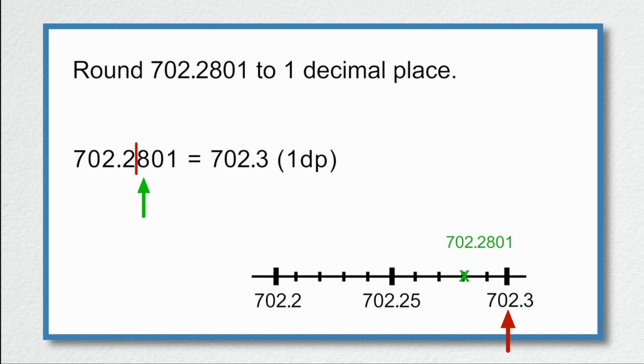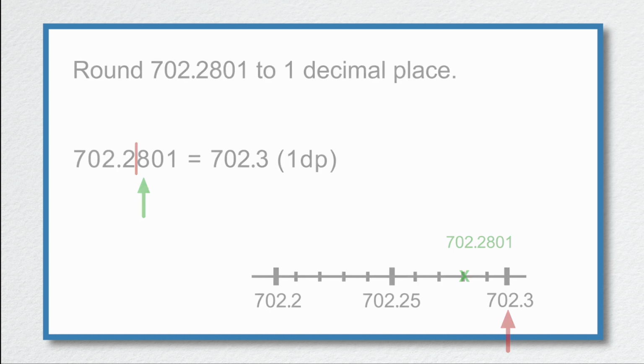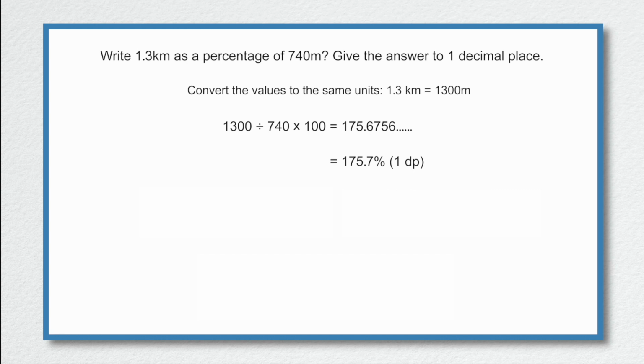So going back to one of the questions in the previous video, where we had to write 1.3 kilometers as a percentage of 704 meters. And remember, we converted the kilometers into meters. This is something that we'll be looking at in a later video. But when we typed in 1,300 divided by 740 multiplied by 100, we ended up with 175.6756 and so on. And we were asked to give the answer to 1 decimal place, and we ended up with the answer 175.7 to 1 decimal place.